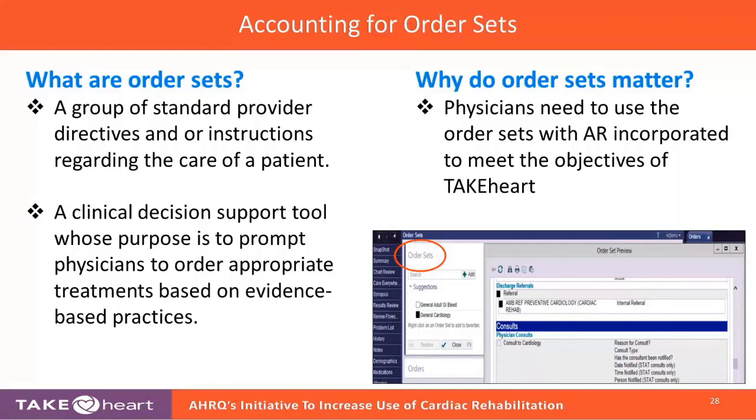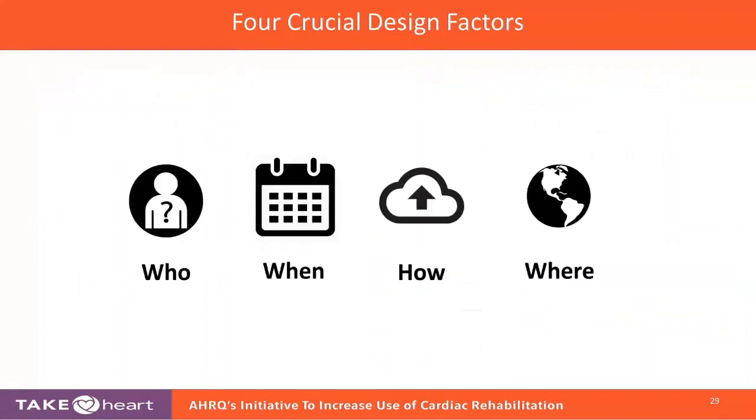In general, we try to put things like this into the existing order set, the one the provider is already using, sneaking this order in so that as they're ordering their existing order set, they're incorporating this automated order. So as you're thinking about the design, there are four crucial factors to think through. Who are you going to be touching to try and make this order happen? When in the workflow are you going to do it? How are you going to put it in front of them? And where in the patient experience are you going to try and achieve this?